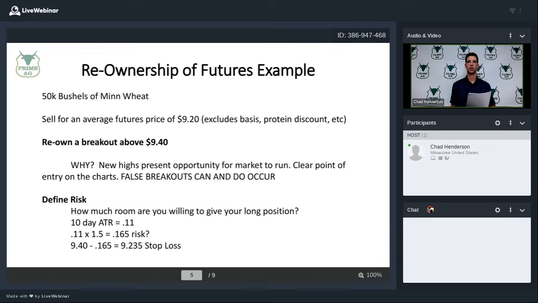So that's where, again, this is a highlight of flexibility in making your cash sales and then considering coming back to the board to re-own some of it to, again, maintain that presence in the market. So how are you going to define your risk?